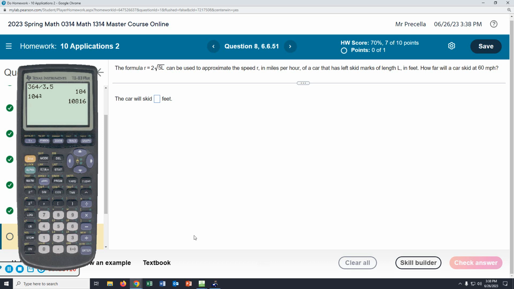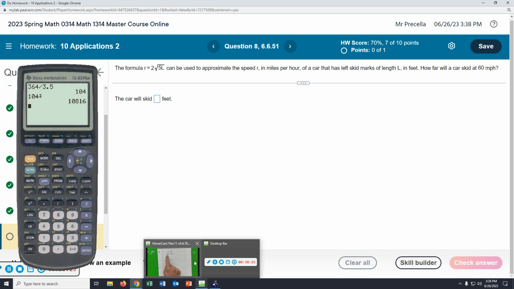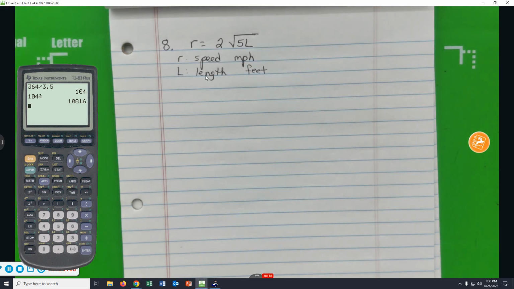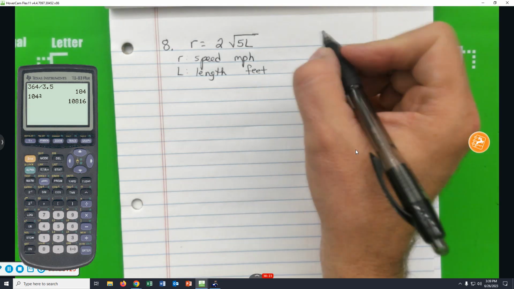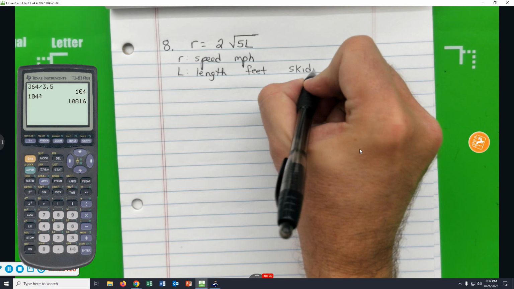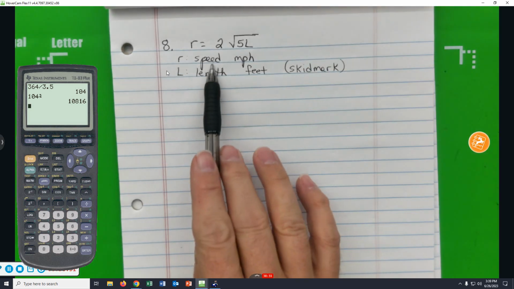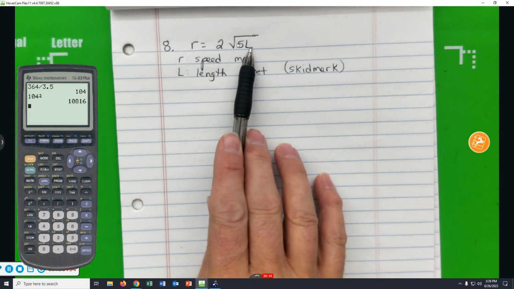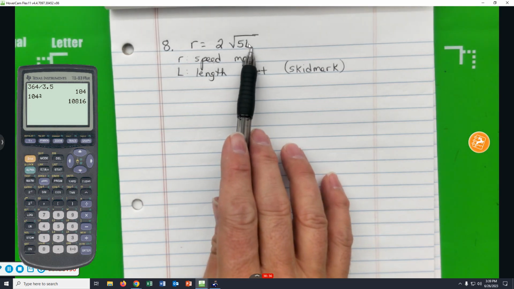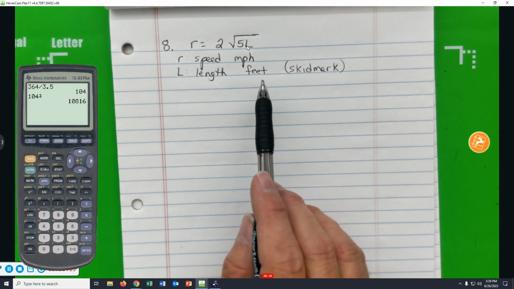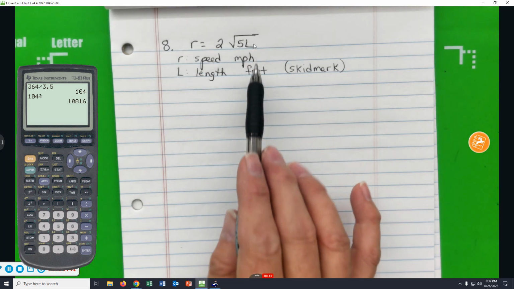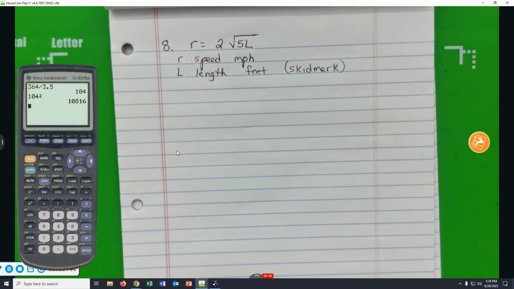I just wrote, if you want to show, length is L, length in feet. That's the length of the skid mark. I just feel better if you wrote skid mark right there. Skid mark. Okay. So at a given speed, you can find the length of the skid mark by solving for L. Or what crime scene investigators do is they measure the length of the skid mark to determine how fast the person was going, say leading up to a wreck or something.